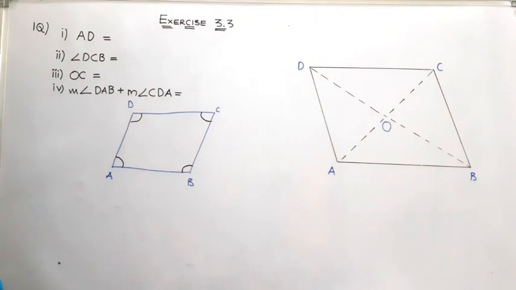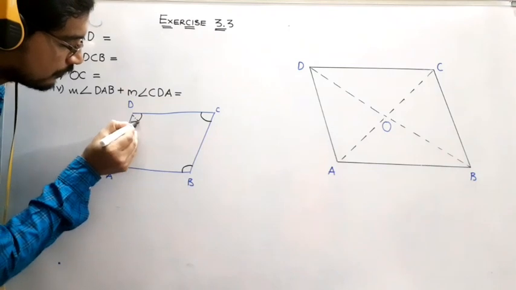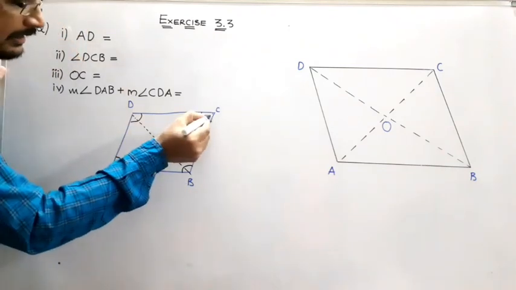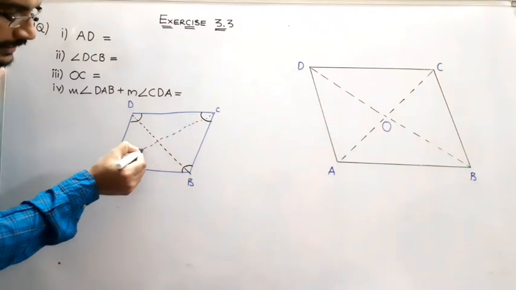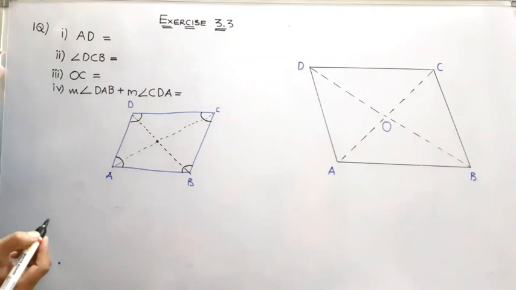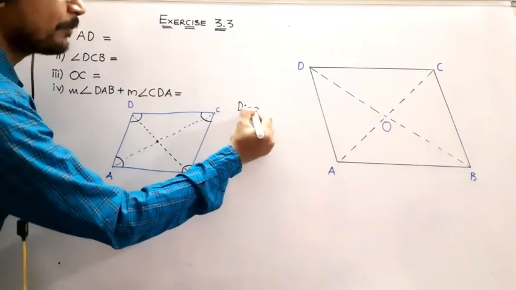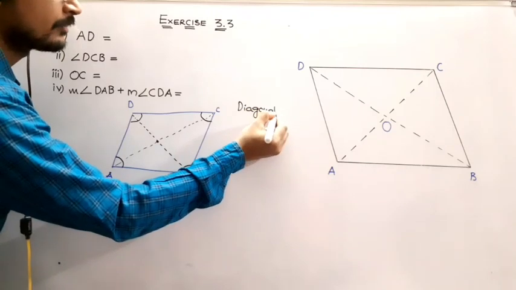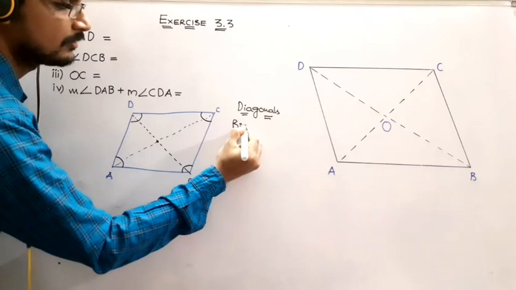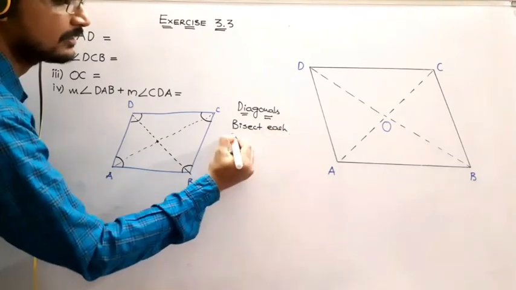Okay. Now about the diagonals. Look. So one diagonal of this is going to be BD, and the other diagonal of this is going to be AC. Okay. They are intersecting at a point, isn't it? According to parallelogram, if we check the property of the diagonals, they bisect each other. Okay, diagonals of a parallelogram bisect each other.